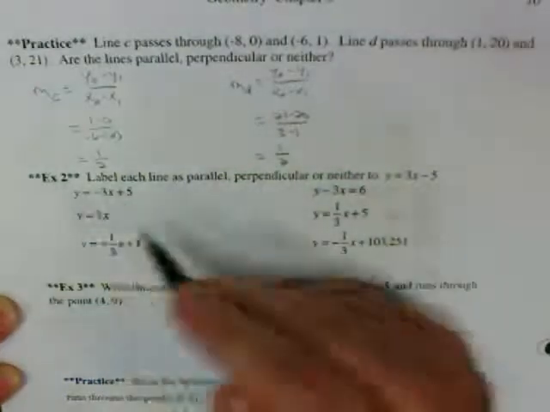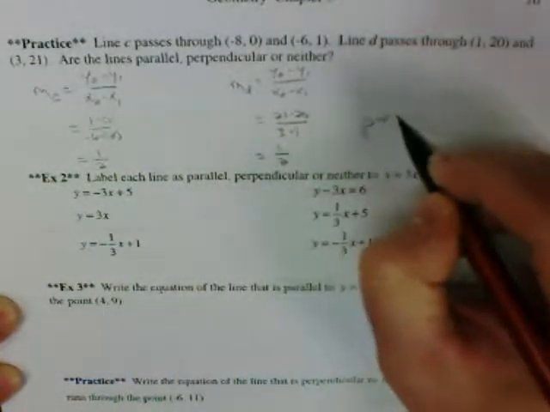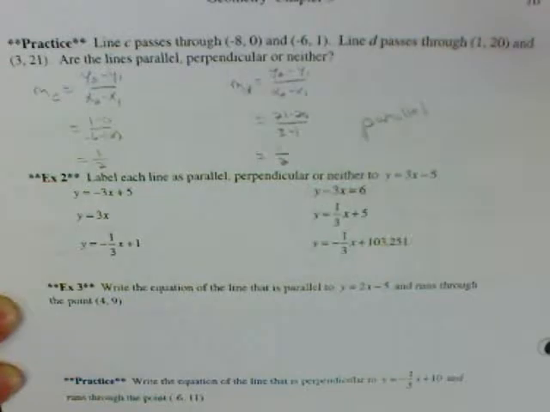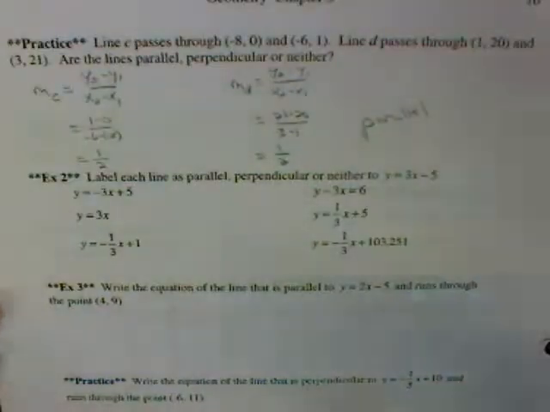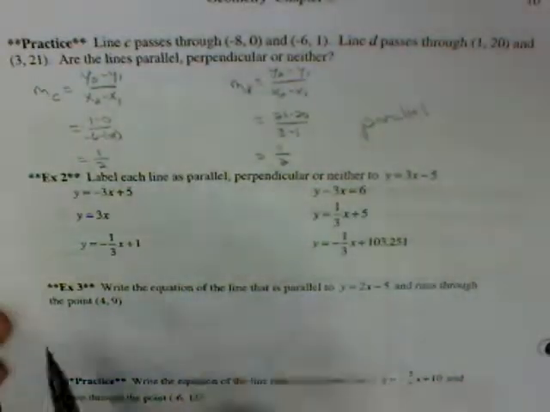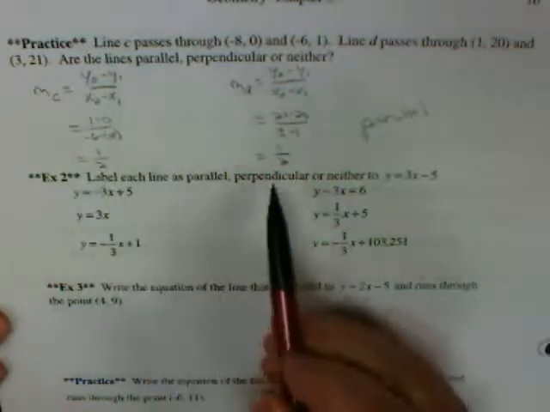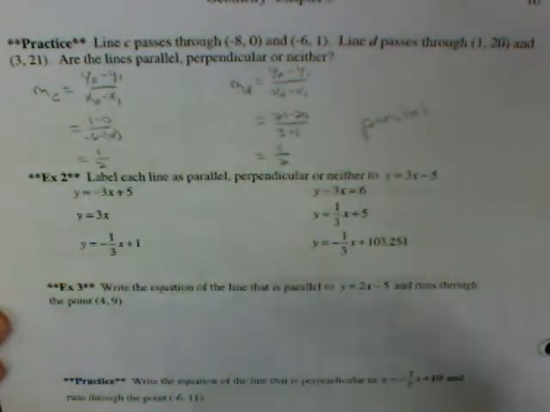Well, since they match perfectly, these lines are going to be parallel to each other. If they were to be perpendicular and you had 1 over 2, this would have to be negative 2 over 1 for you to say perpendicular, but that's not the case here.